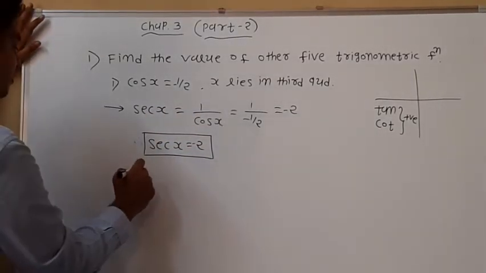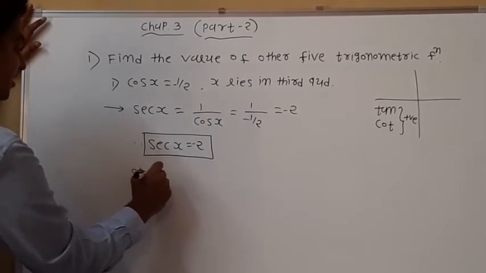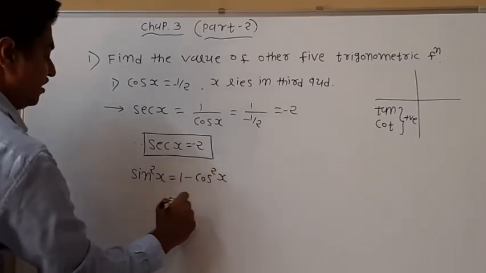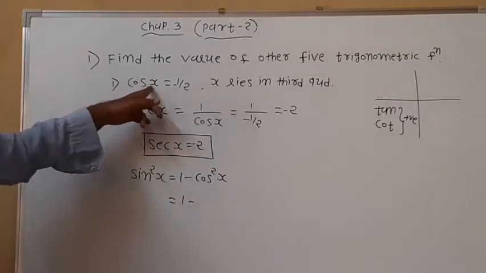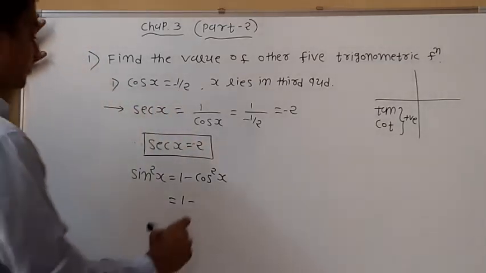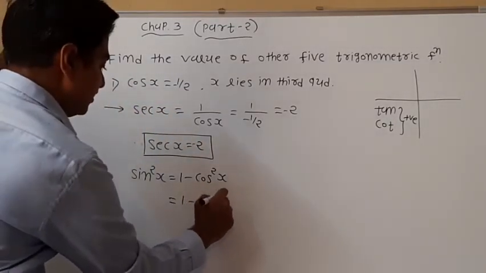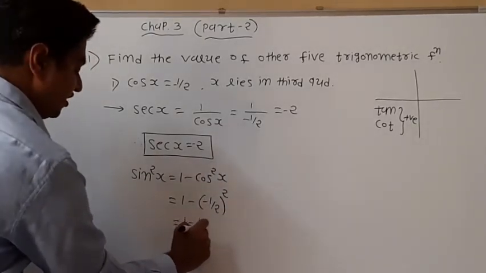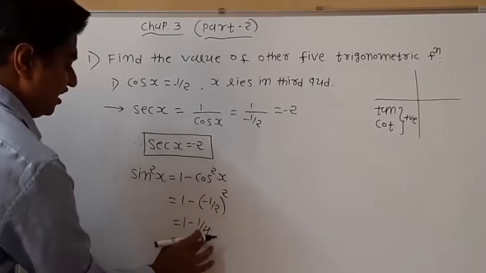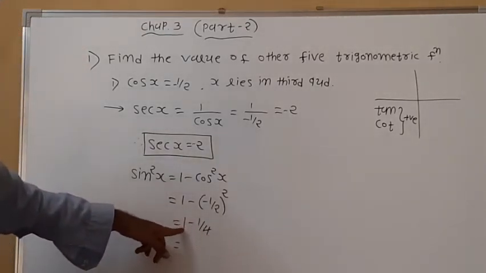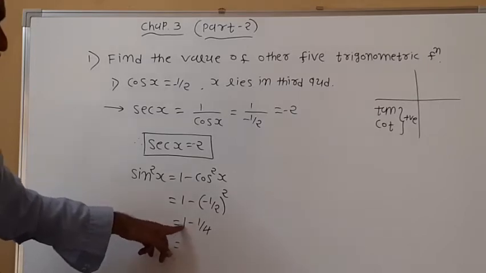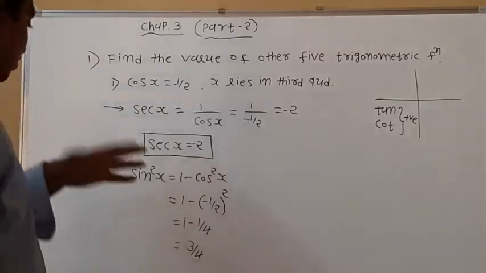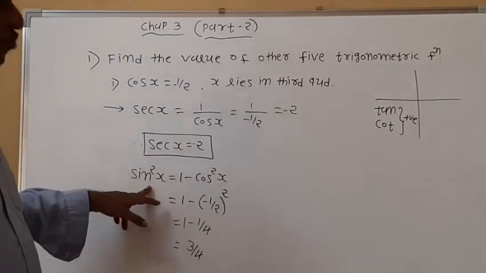Now we know that sin square x is equal to 1 minus cos square x, which is 1 minus, in place of cos x writing minus 1 by 2, whole square. Now simplify this term: 1 minus 1 upon 4. Take the LCM, 4, and 4 multiplied by 1, so 4 minus 1, that means 3 upon 4. Now the square form is present, so remove this square.